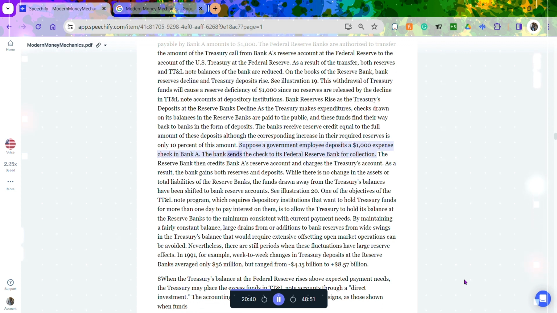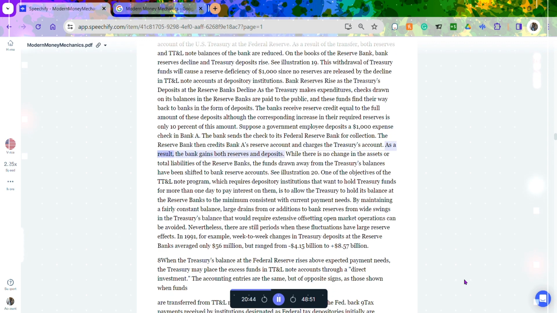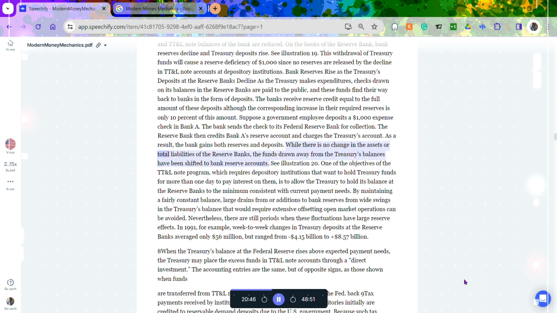The bank sends the check to its Federal Reserve Bank for collection. The Reserve Bank then credits Bank A's reserve account and charges the Treasury's account. As a result, the bank gains both reserves and deposits. While there is no change in the assets or total liabilities of the reserve banks, the funds drawn away from the Treasury's balances have been shifted to bank reserve accounts.